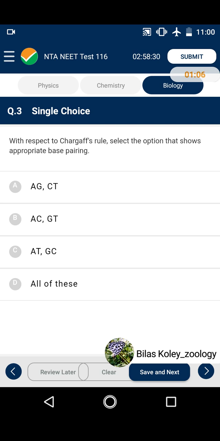Now question number 3. With respect to Chargaff's rule, select the option that shows appropriate base pairing. And the options are AGCT, ACGT, ATGC, all the above. In this question, the right option will be option C, ATGC.